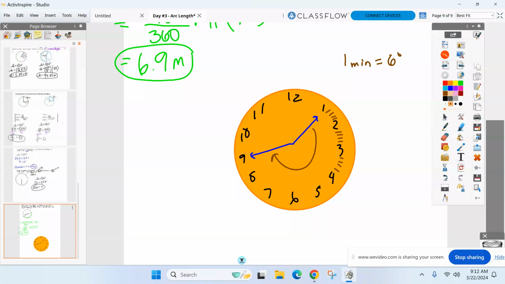This is where the confusion comes in. How many minutes is it from 1 all the way to 9? How many minutes am I going? Well, how many minutes am I going from 1 to 2? Don't tell me 60. You're not going all the way around. You're just going from here to here. How many minutes am I going? Aren't I going 5 minutes? 1, 2, 3, 4, 5 minutes it's going to travel? Yes? So that's how many degrees? 30 degrees. Right? So this will be 30 degrees.